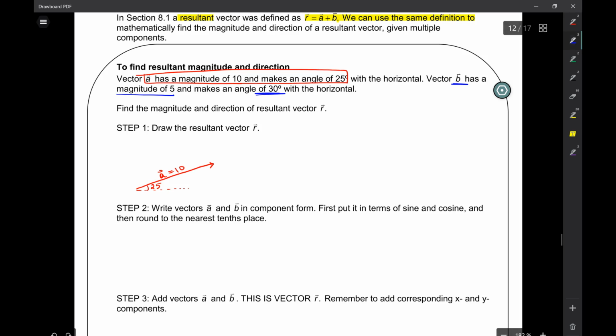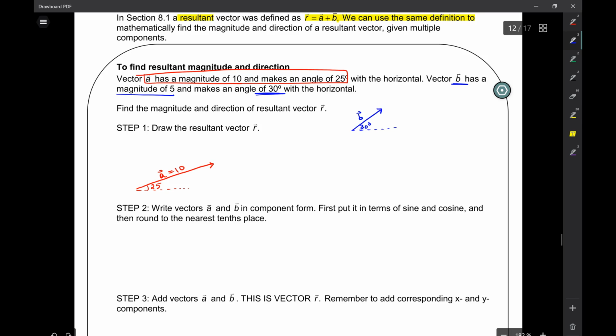B has a magnitude of 5 and makes an angle of 30 with the horizontal. Let me just draw B separately on its own. If this is an imaginary horizontal line, it's got a magnitude of 5, so shorter than that one, and it makes an angle of 30 degrees. Does that look like a good approximation for B? Maybe a little bit bigger if we were to scale it.